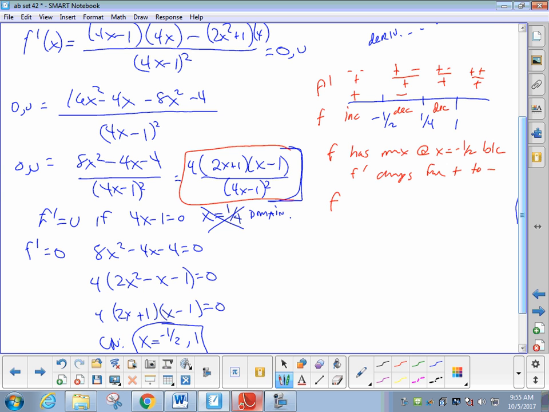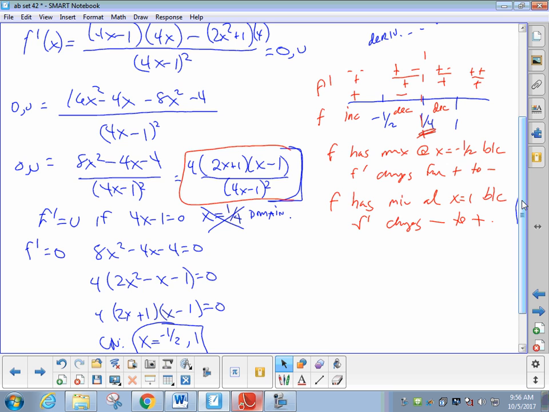And F has a what about at 1? Actually, what about at 1/4? Although it's included in the sign test, it does not count as a relative extrema, because there's an asymptote there. So don't worry about extrema at 1/4. Just go to the 1 point. F has a max or min? A min at x equal 1 because F prime changes negative to positive. Okay.